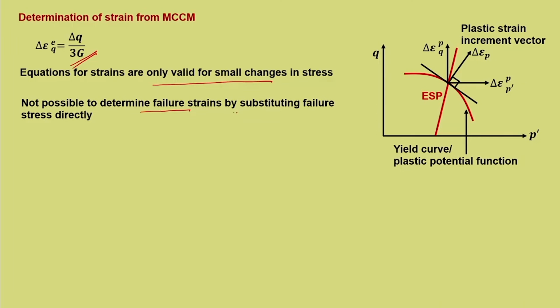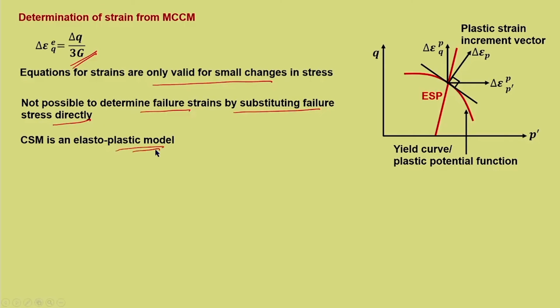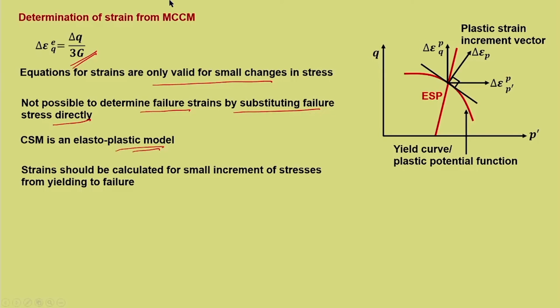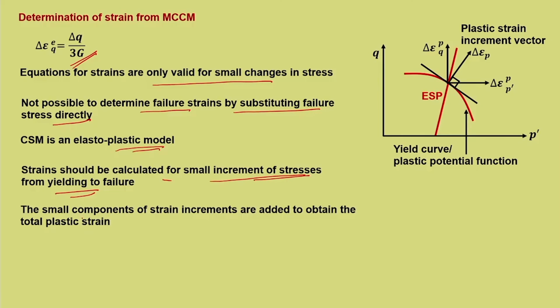It is not possible to determine failure strains by substituting failure stress directly. If you want to determine the failure strain, we should not simply substitute the failure stress and get the result. We need to get the small increments, keep on adding them and then get the final strain. CSM is an elastoplastic model, not an elastic model, so you cannot simply substitute the stress and get the strain. Strains should be calculated for small increments of stress from yielding to failure. So, you will have different components of strain from the first yielding to failure. These small components up to failure are added together to get the total plastic strain.